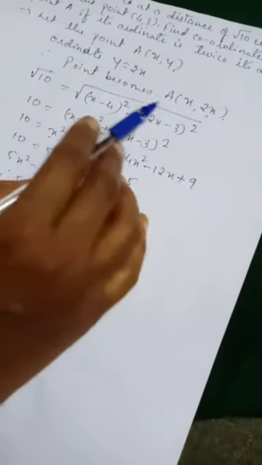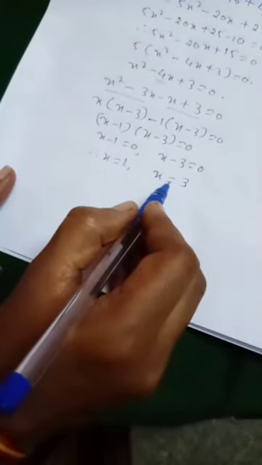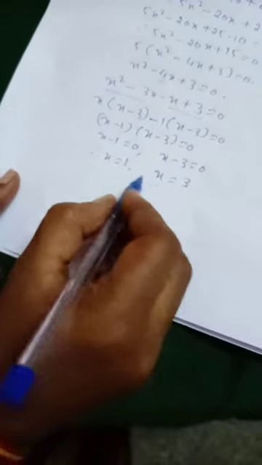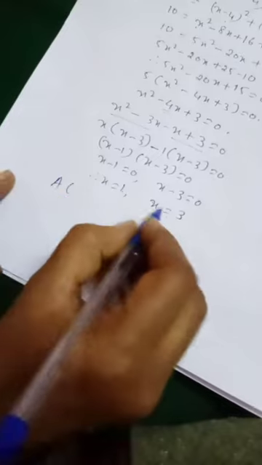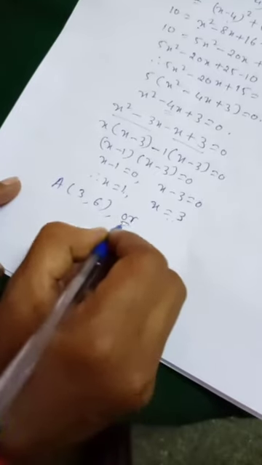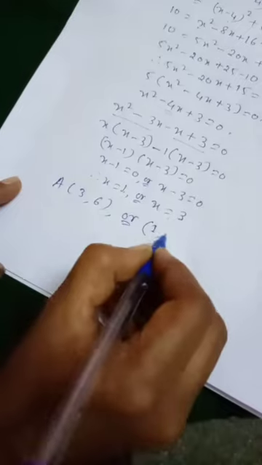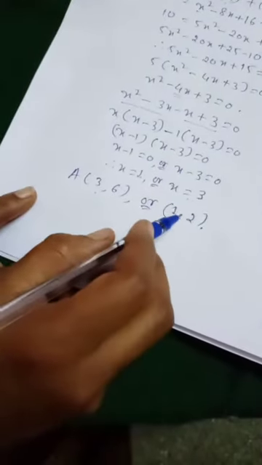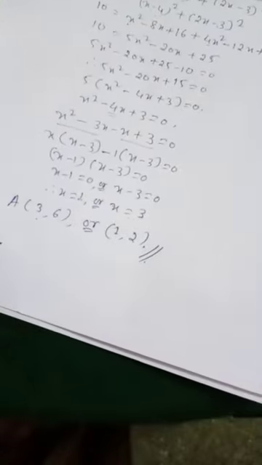But what we said, the points become x and 2x. Why? Because its ordinate is twice its abscissa, that is x and 2x. So here the values are 1 and 3. Put these values in x and 2x. What we get? For x equal to 3, its double is 6. Or for x equal to 1, its double is 2. So the points are (3, 6) or (1, 2). So this is the answer. Understood? Let's move on to the next question.